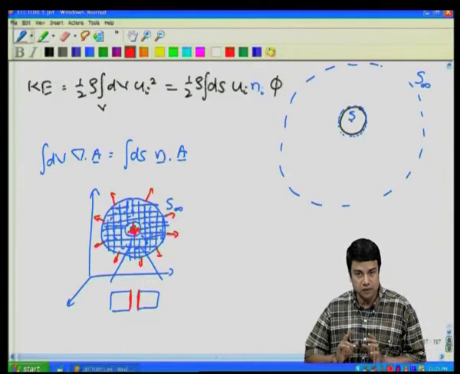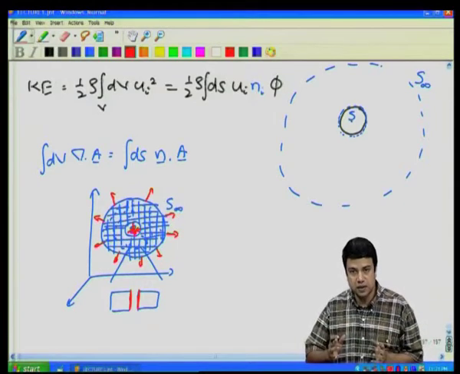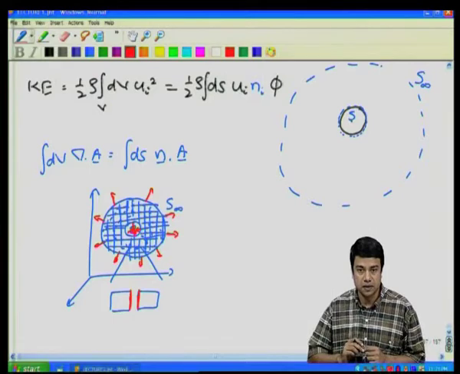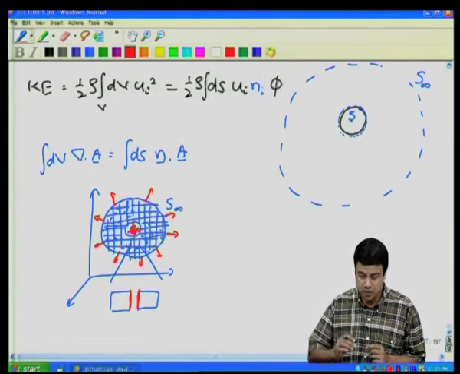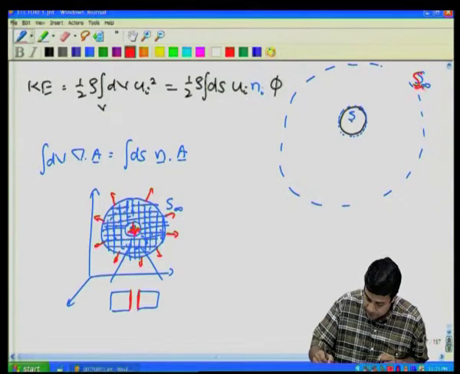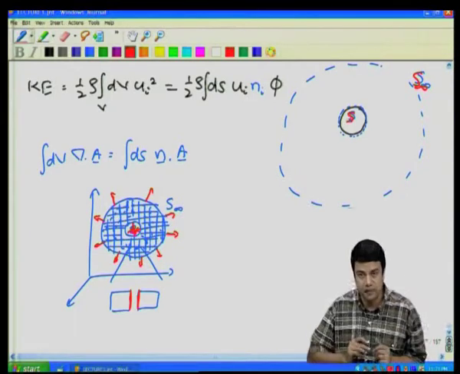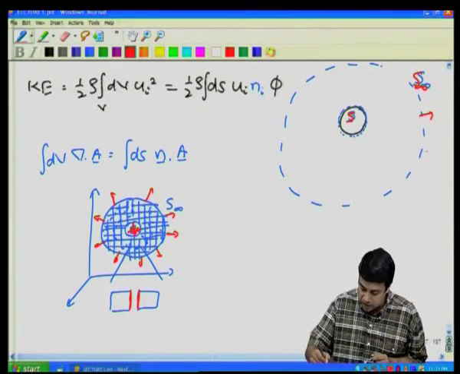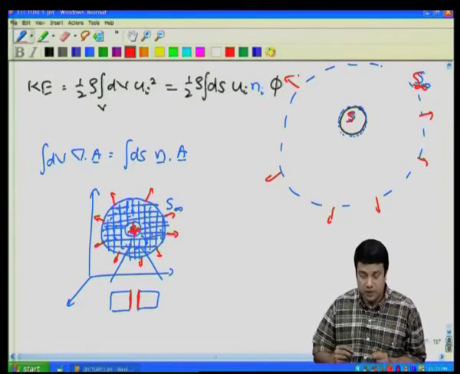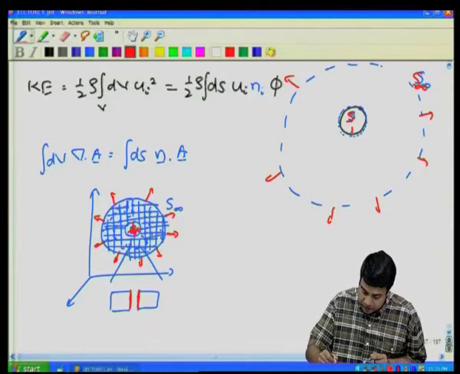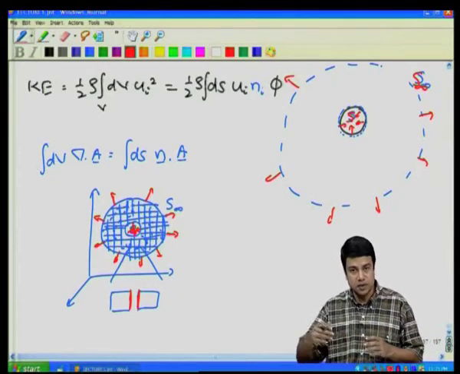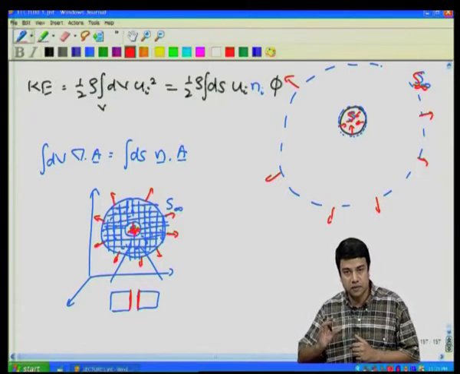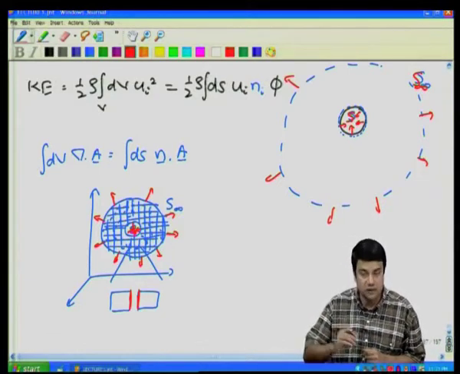In this case, there are two surfaces bounding the volume, one outside, one inside. So, one has to take the integral over these two surfaces, what I have called S infinity and what I call S inside. For S infinity, the unit normal is facing radially outward, whereas for the surface S itself, it is directed into the sphere. What is outward to the fluid volume is inward to the sphere.